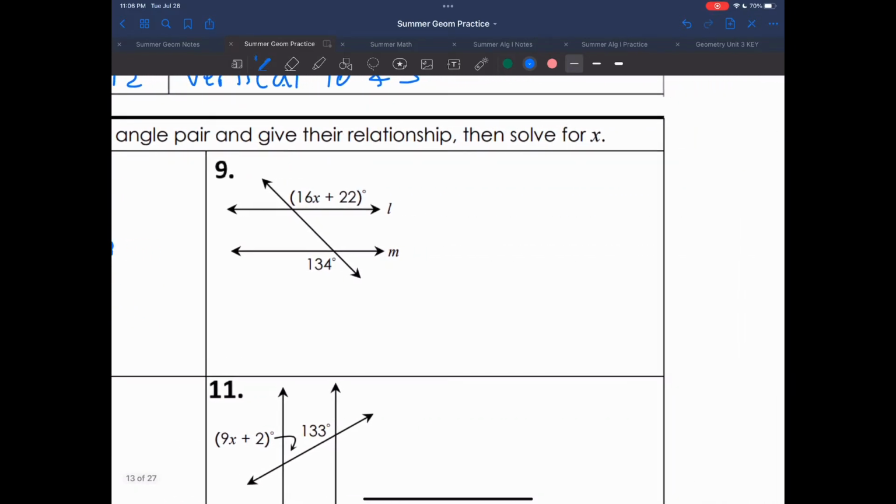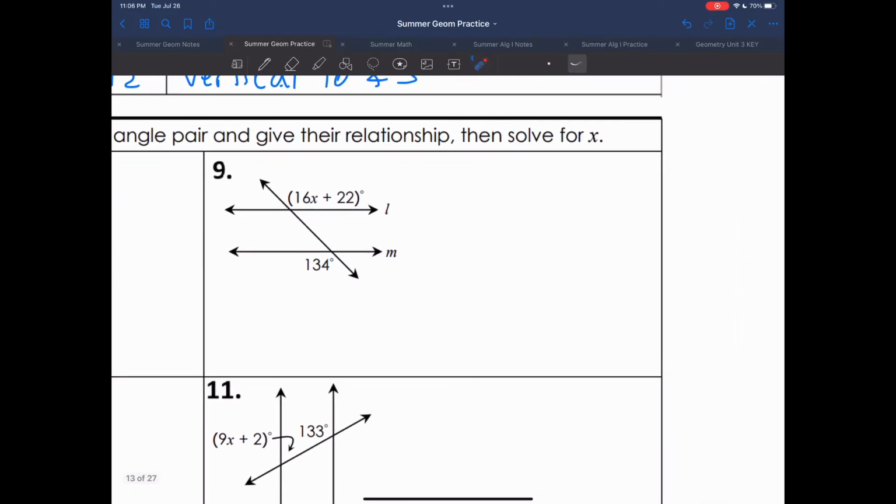All right, same with number 9. Let's look at these angles. So we have one up here and we have one down here. All right, let's find our transversal. Now they are on opposite sides, so this is going to be one of the alternate angles, so it's either alternate interior or alternate exterior.